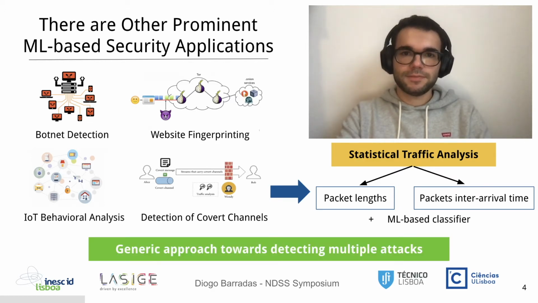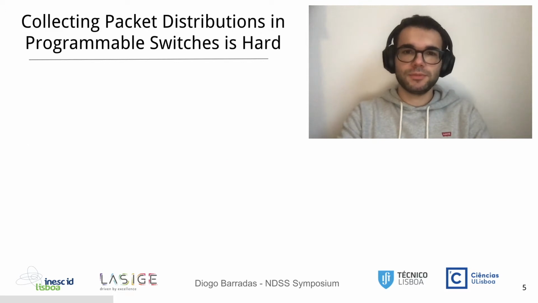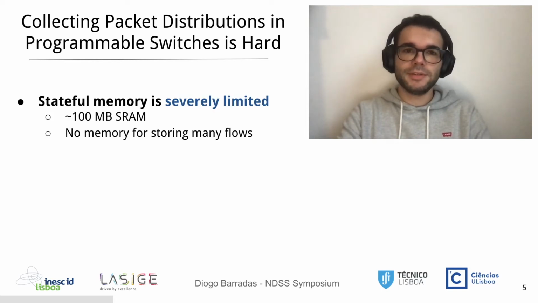Statistical traffic analysis techniques are also general in the sense that they act as a generic approach towards detecting multiple attacks. However, collecting packet distributions in programmable switches is actually a hard task, and this is mainly due to two reasons. The first reason is that stateful memory within this kind of devices is severely limited and amounts to just a few hundreds of megabytes. In a nutshell, this means that we have no memory for storing the packet distributions of the many flows that can cross the switch concurrently.